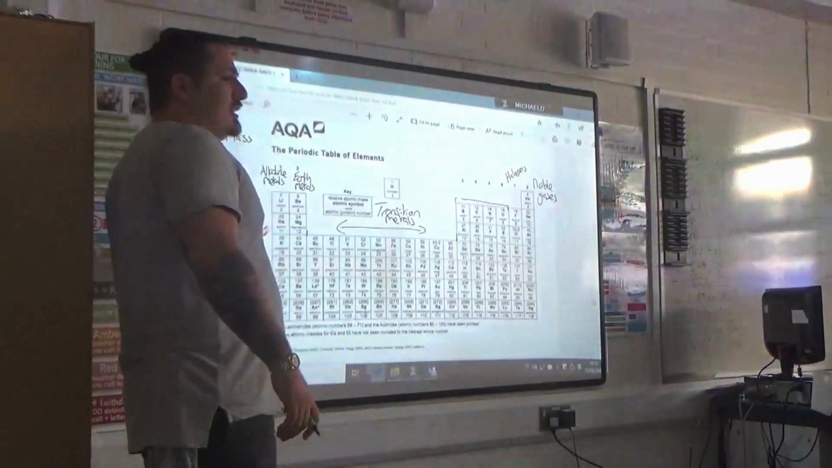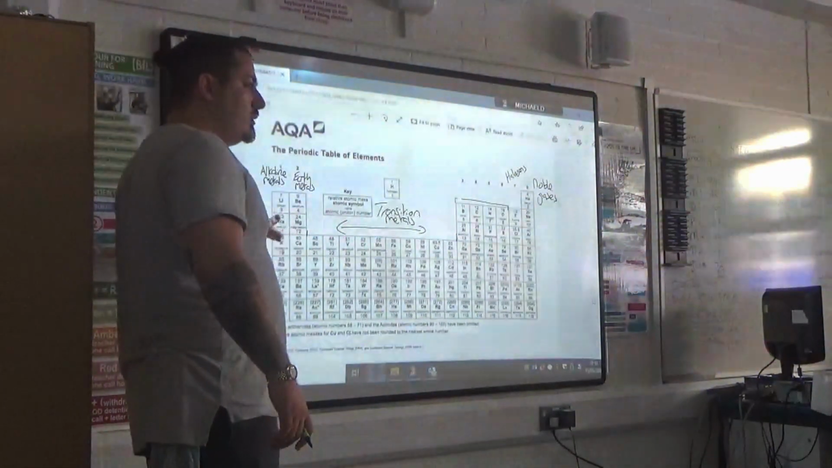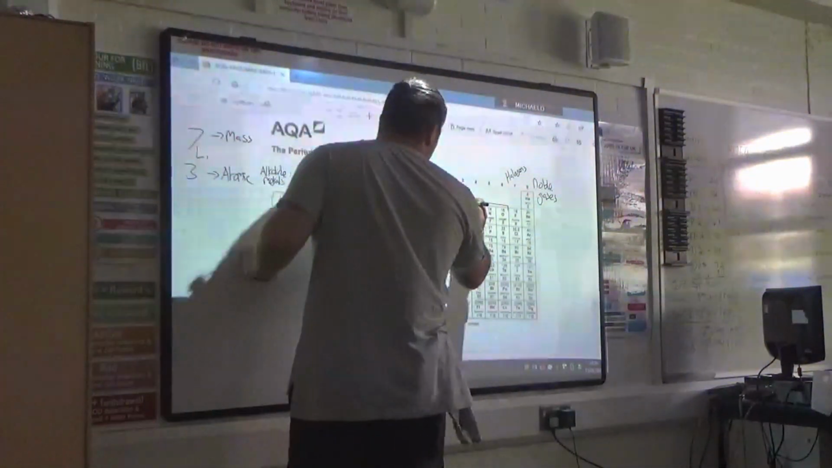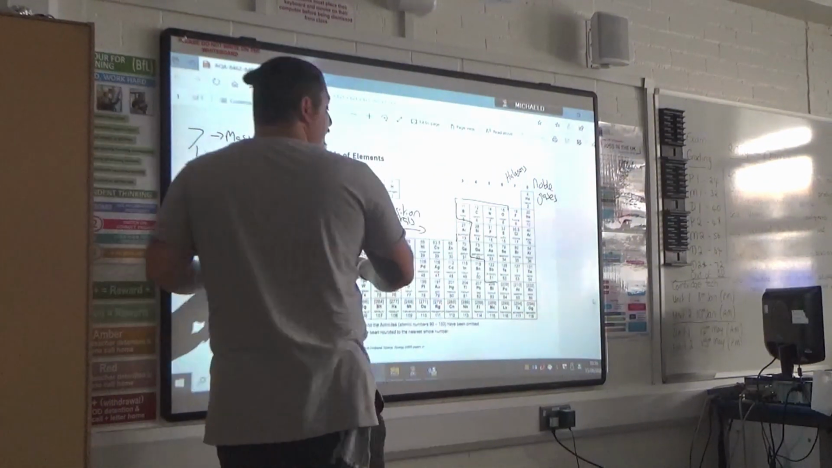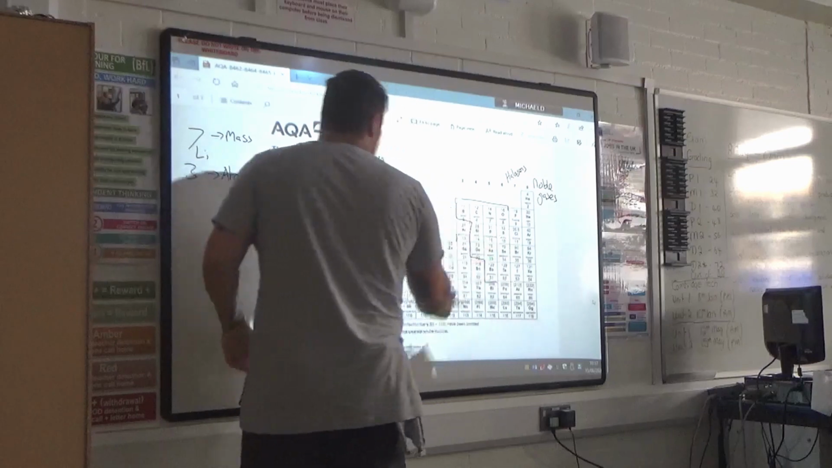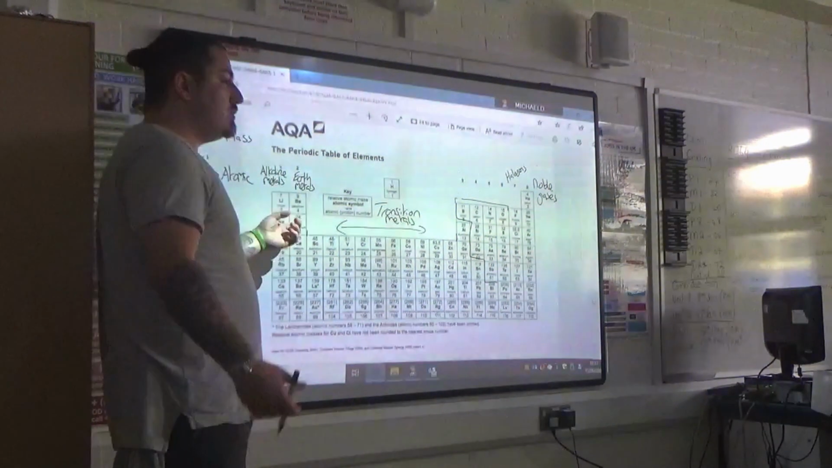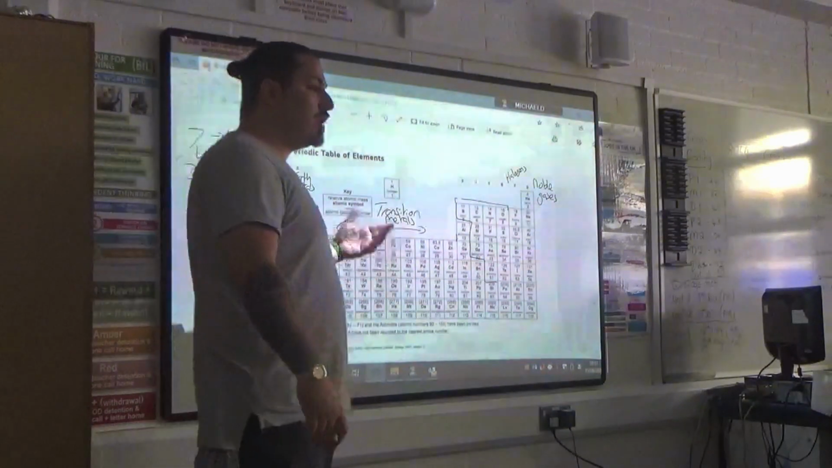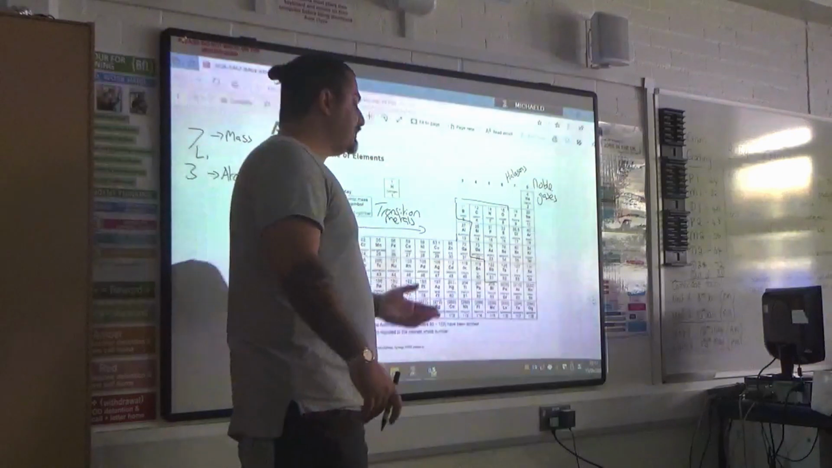Has anyone actually gone through any of this with anyone? Yeah, cool. We've got the steps in green. You've got the steps as well between metals and non-metals. Metals on the left, non-metals on the right. And again, if you ever get stuck, this is in front of you. Magnesium you know is a metal. Iron you know is a metal. So you can tell between the metals and the non-metals.